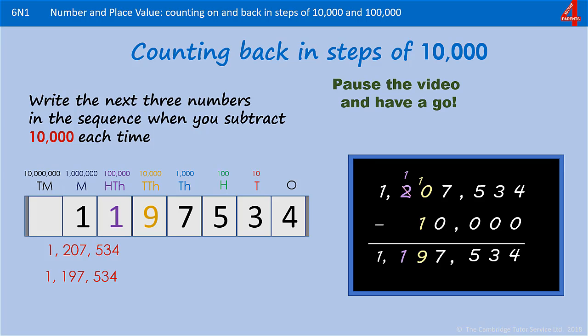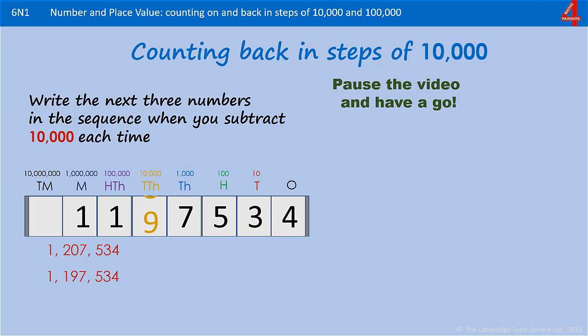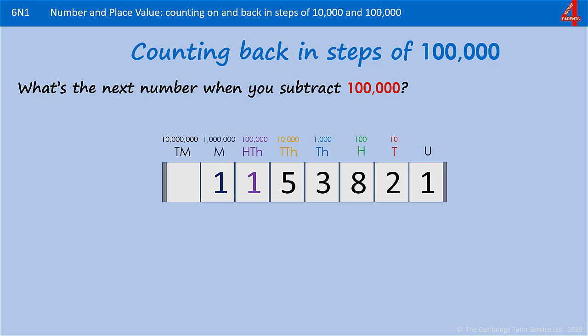1,197,534. The next one is nice and easy because we're taking away another 10,000 and there's 9 in that 10,000s column, and that will just go from a 9 to an 8. There's a third number in our sequence, 1,187,534. Counting back in steps of 100,000, exactly the same, it's just one column along.